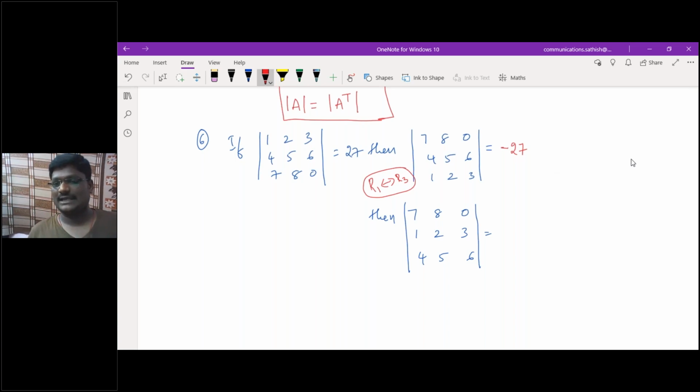Then can you tell me the answer for this? Here I interchanged the rows 2 times. Am I correct? 27, sir. Yeah, plus 27. You got my point clearly? If you have some determinant, I represent it as minus 1 whole power k times this determinant. Shall I represent this one? Yes.